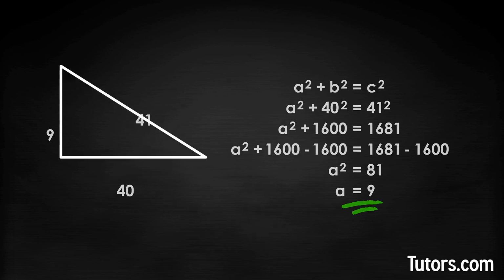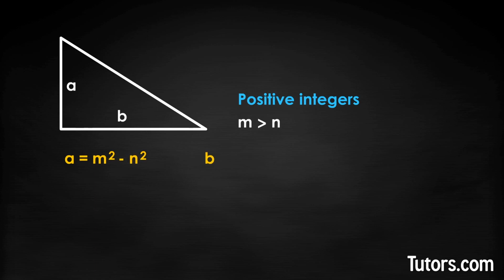You can come up with your own Pythagorean triples. Label two positive integers, m and n, ensuring m is greater than n. Then for each side of a right triangle, a equals m squared minus n squared, b equals 2 times n times m, and c equals n squared plus m squared. Let's try it. Generate a set of Pythagorean triples for m equals 6 and n equals 5.